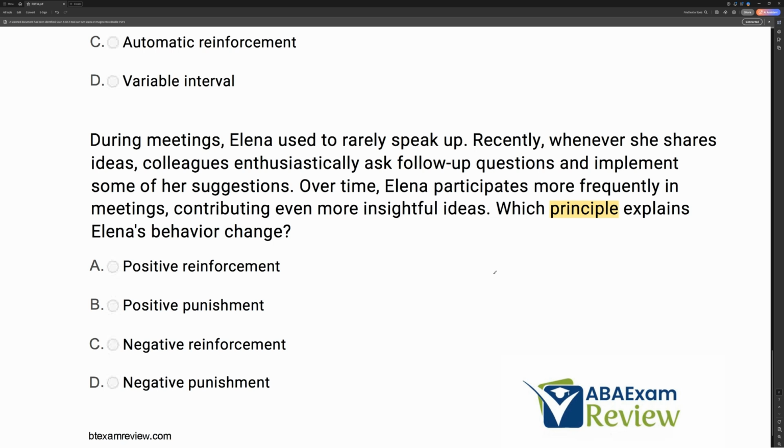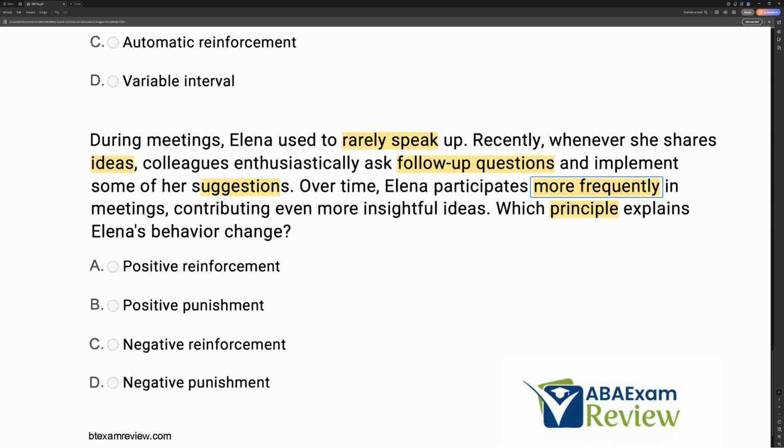And with all behavior change principle questions, we have to ask ourselves, how is the behavior changing? In this case, we have Alina, who used to rarely speak up. Now, when she is sharing ideas, colleagues ask follow-up questions and implement suggestions. Alina is now participating more frequently. So Alina's behavior has done what? It's increased. If it's increased, we know it's got to be reinforcement. Punishment and extinction only decrease, reinforcement increases. So we know it's reinforcement.